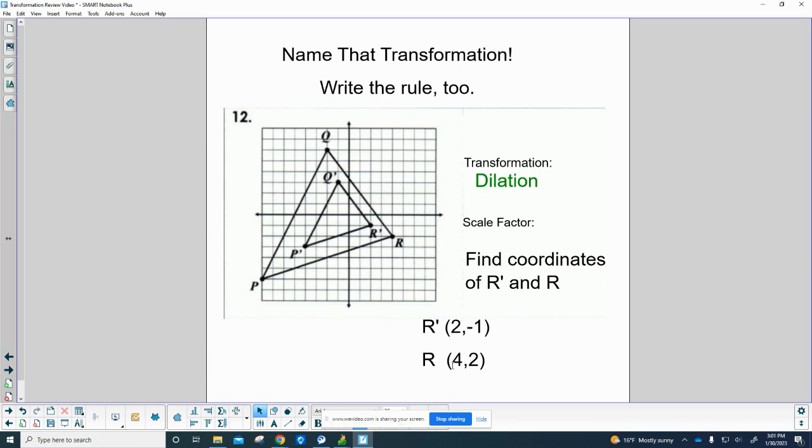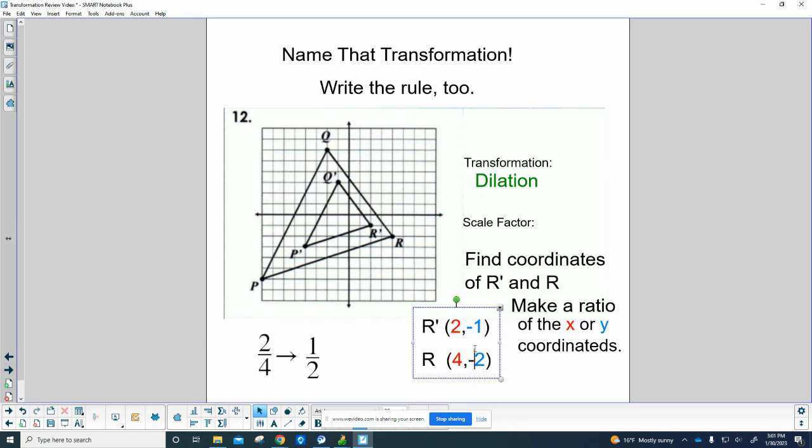So we can do 2 over 4 or -1 over 2. That's actually a -2 there, so we've got to make sure we put a negative sign in front of that. If we make a ratio between either of those, we end up with 2/4, which equals 1/2. So that is the key: doing R prime over R, and make sure you have the signs right, and that's how you get your scale factor.